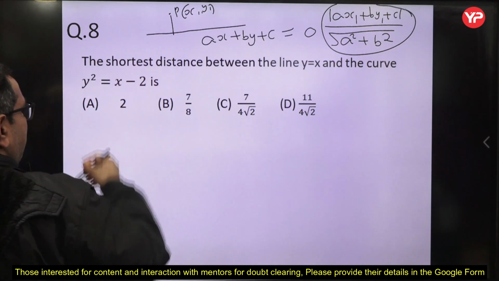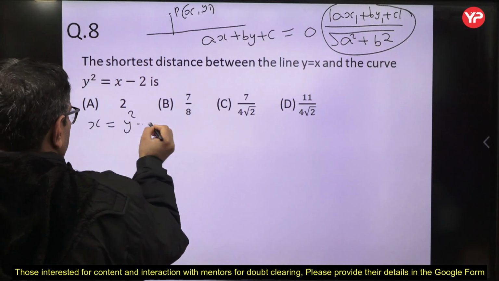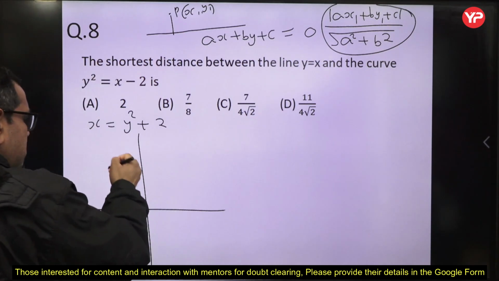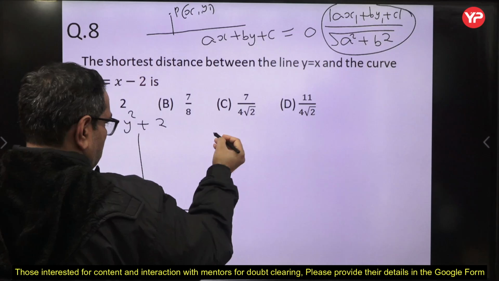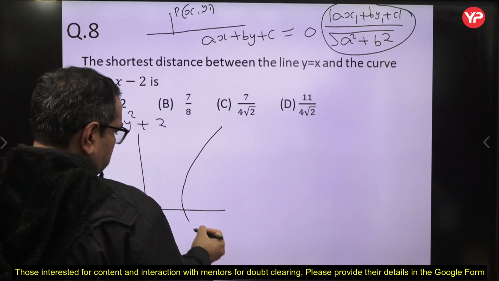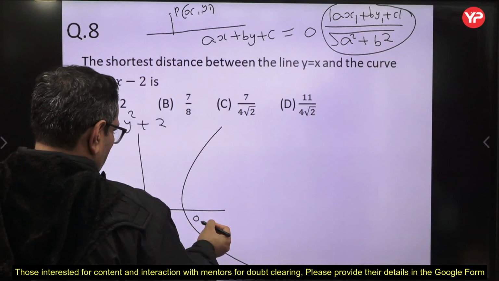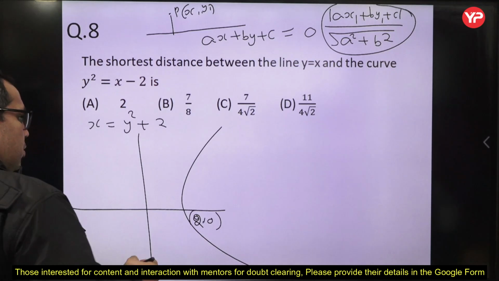Now come to the particular problem here. This is y square equal to x minus 2, which can be written as x equal to y square plus 2. We all know that this is a parabola, and x equal to y square we all know, and plus 2 means shifting, right? So this curve is nothing but this curve, where this point is 2, 0. This is the parabola.